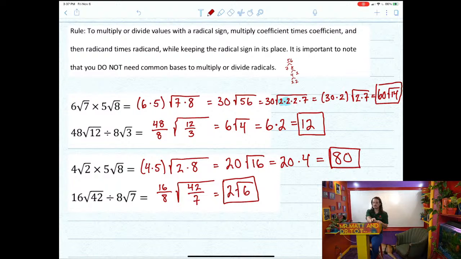I'm sorry, Mark, I didn't see your comment before. Yes, it's really true. It is true that adding and subtracting seems a lot harder than multiplying and dividing, because multiplying and dividing just goes right into coefficient, radicand times radicand. You're absolutely right.